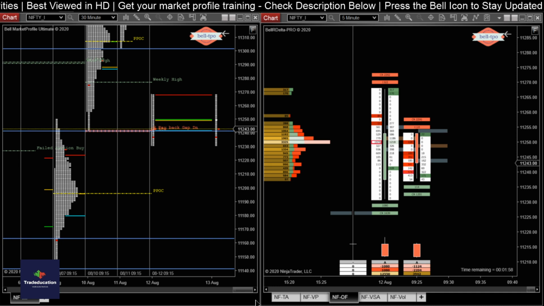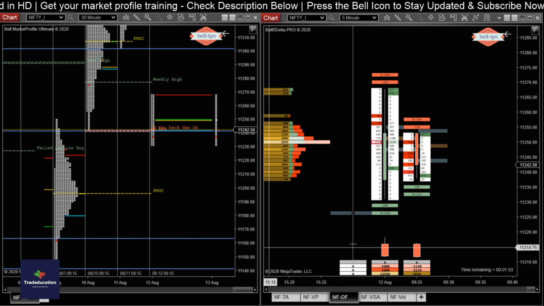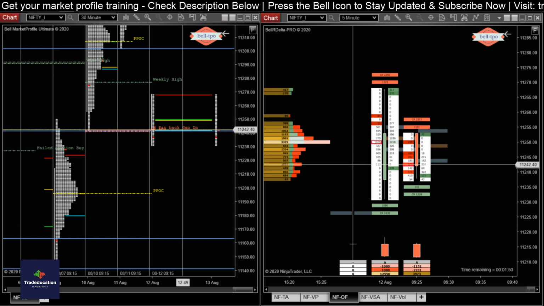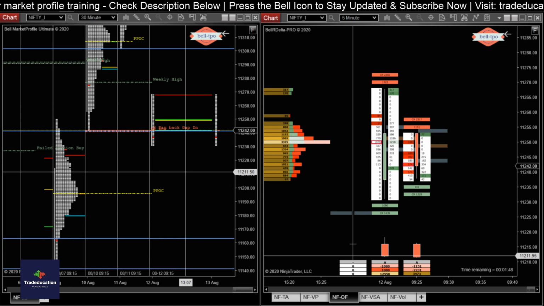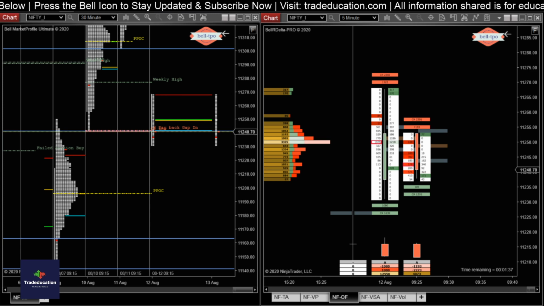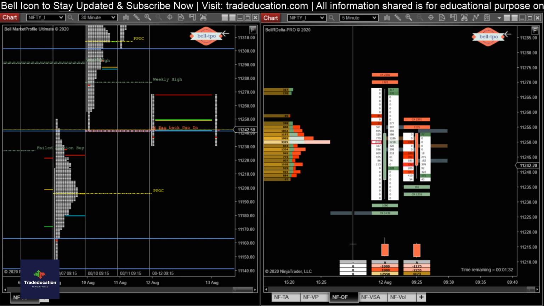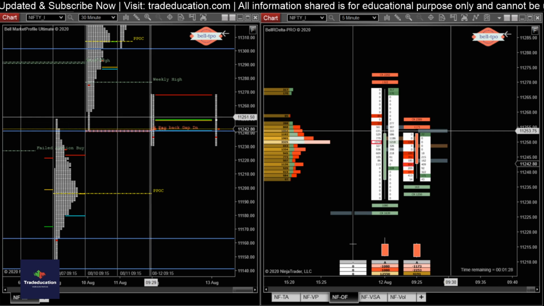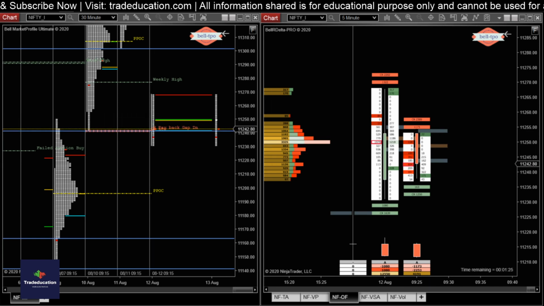So 2 minutes to go. And we are just around the value area lows. Good selling pressure coming in, but volumes are not supporting it. It might be in the third 5 minute candle that we'll be seeing more downside.